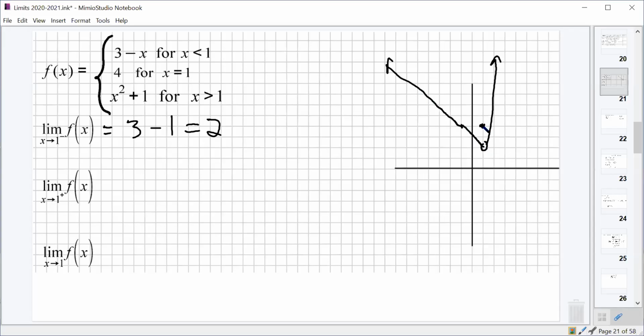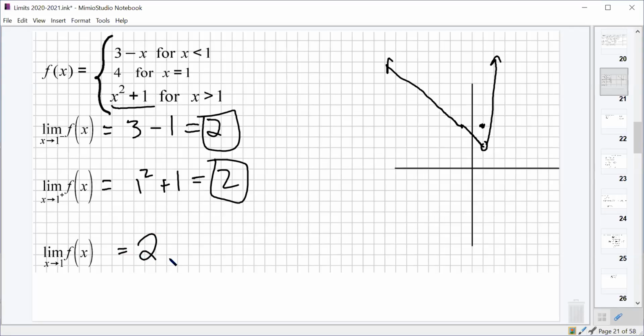Everybody go with that? Okay, cool. Then as we approach 1 from the right, the piece of our function that we're looking at is the x squared plus 1, because those are the values that are greater than 1. So it should be just 1 squared plus 1, which gives us 2 again. We got 2 here, we got 2 here. And if we look graphically as we approach from the right, we're approaching 2. And therefore, what does that tell us about the two-sided limit? It ought to also be 2.